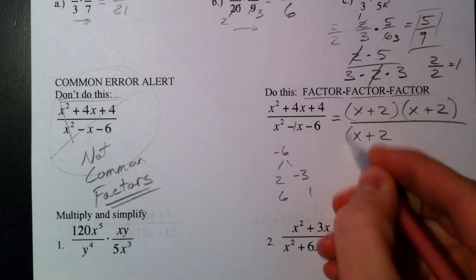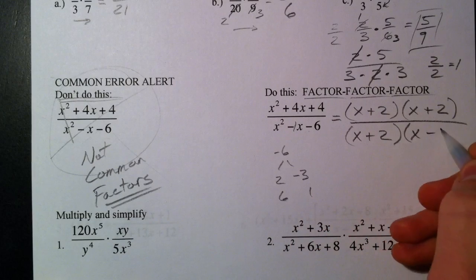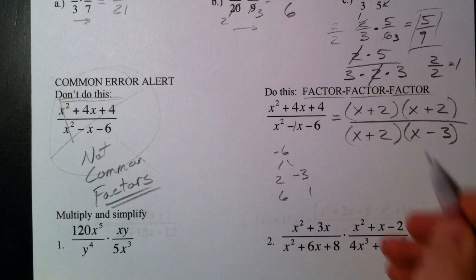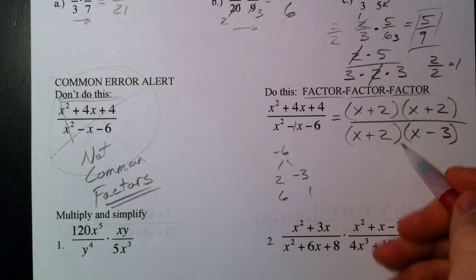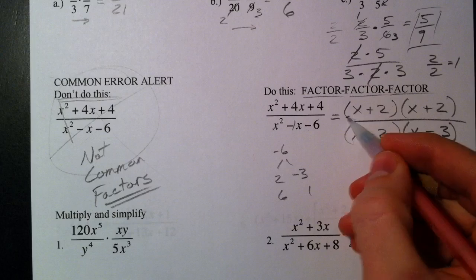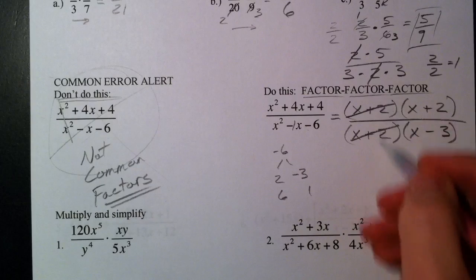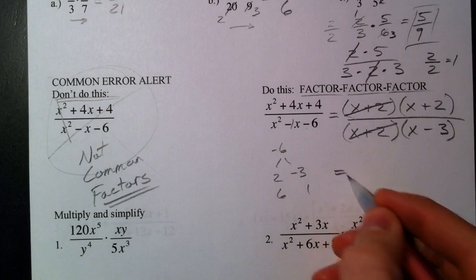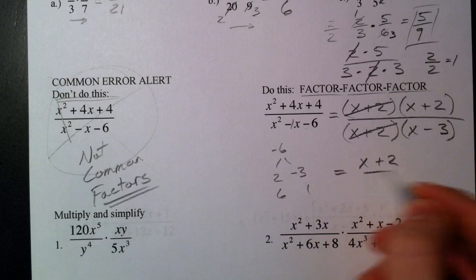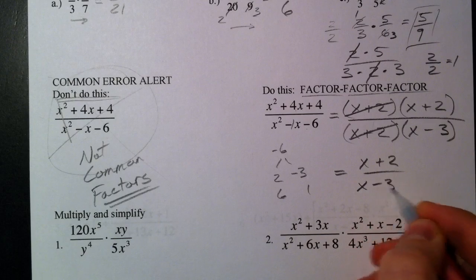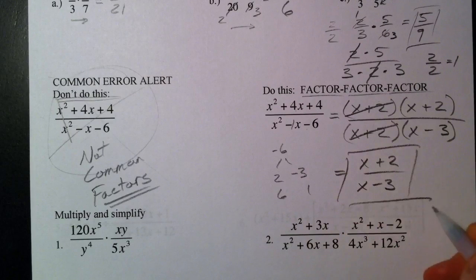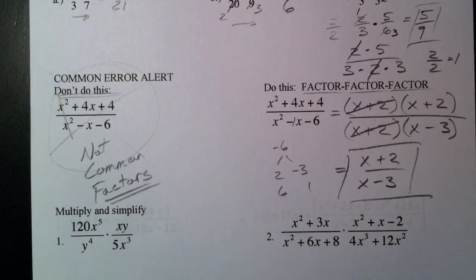x plus 2, x minus 3. And so now we have common factors on top and on bottom. So we can cross out our x plus 2, because x plus 2 divided by x plus 2 is 1. And so we're left with x plus 2 over x minus 3. Alright.